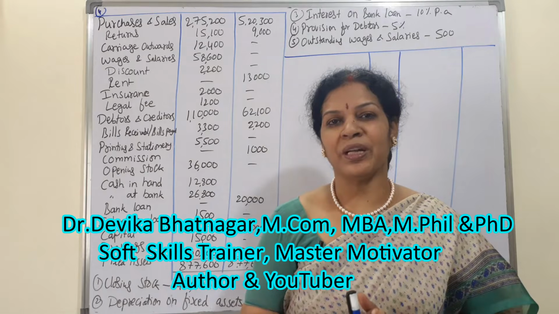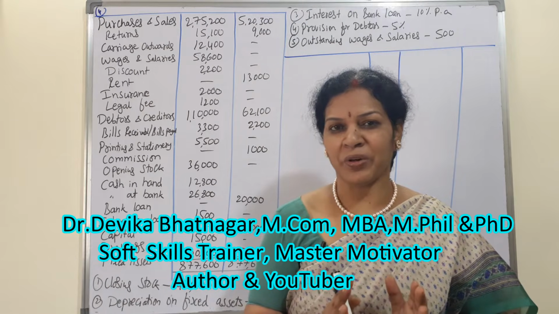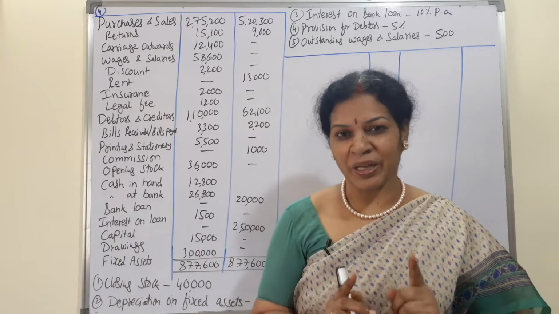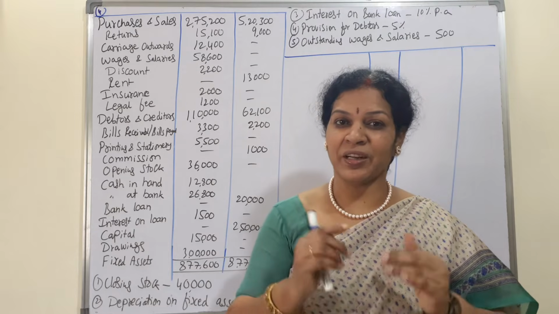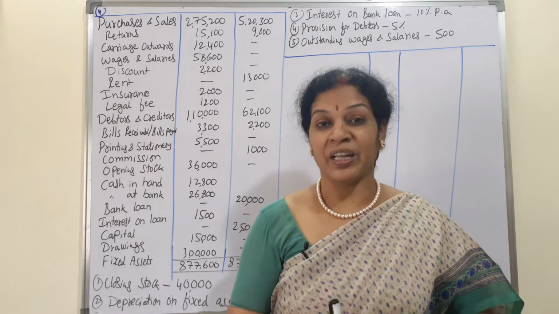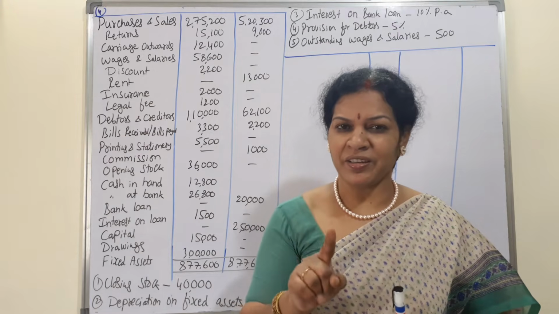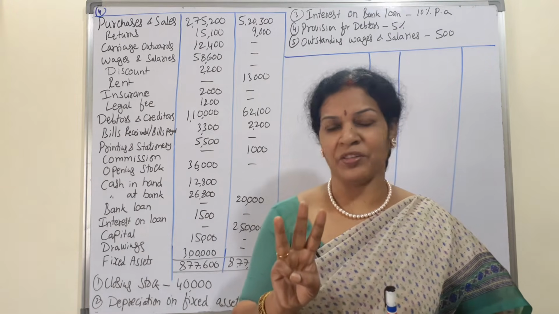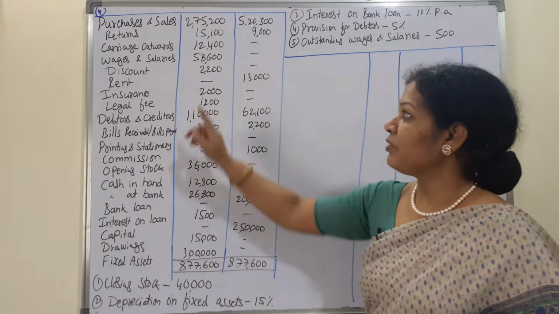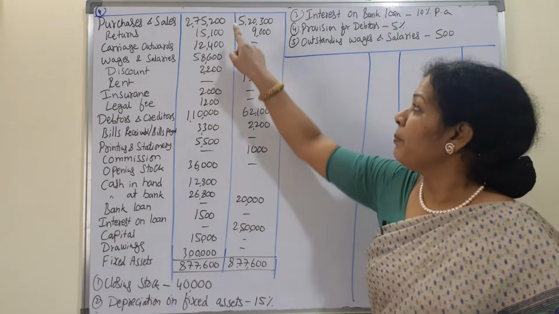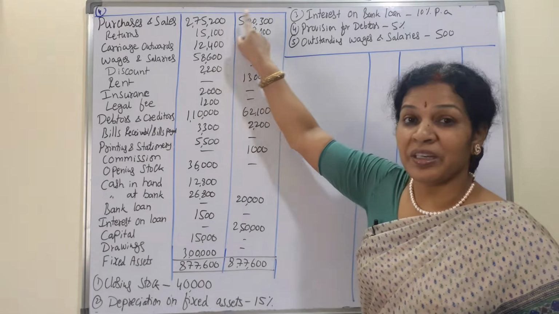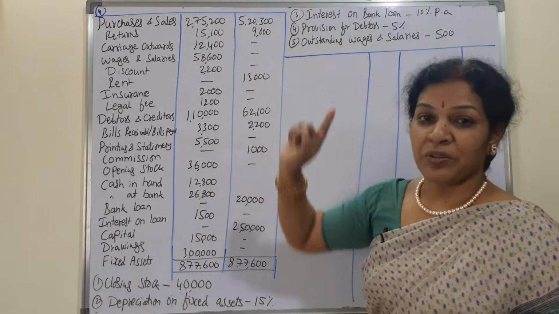Before going to that, let me first explain what this problem is. We'll see the trial balance, then the adjustments, and after that we'll work out the problem. The trial balance, as you know, comes only one time, and its items go either to the trading account, profit and loss account or balance sheet. So what is there in the trial balance? You see purchases and sales. Purchases are 2,75,200, sales are 5,20,300.